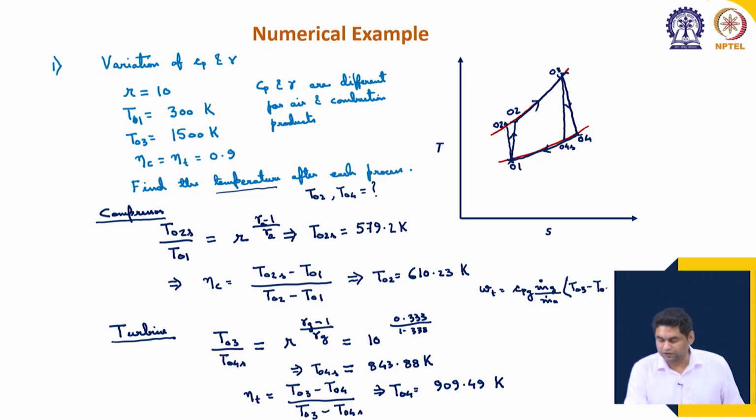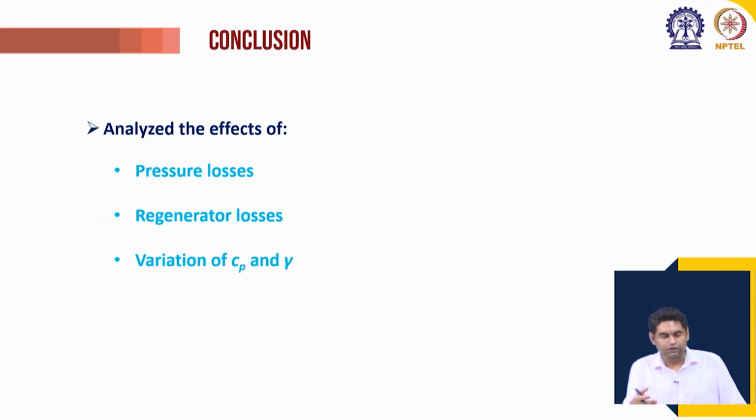This may be confusing now, but in the next class this will be clear. Okay. So, this is how you need to incorporate these effects. Similarly, for pressure losses also you can easily do the calculations, these are not difficult. So, in this class we have analyzed the effects of pressure loss, regenerator loss and the effect of variation of Cp and gamma due to temperature and composition.